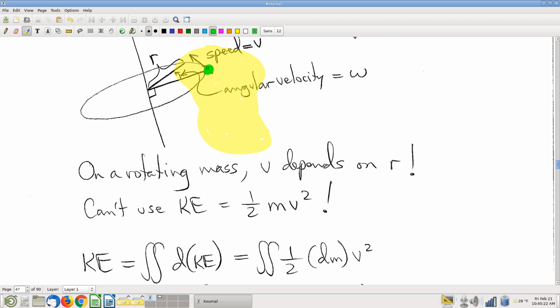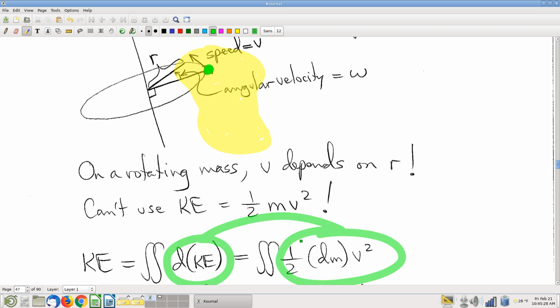How much kinetic energy does that little chunk have? Well, the kinetic energy of that chunk, I'm going to say it's 1/2 mv squared, right? That little chunk is pretty much all the same distance from the axis. It's pretty much all moving with the same velocity. And good old formula for kinetic energy is 1/2 mass velocity squared, right? So that's just basic high school physics.